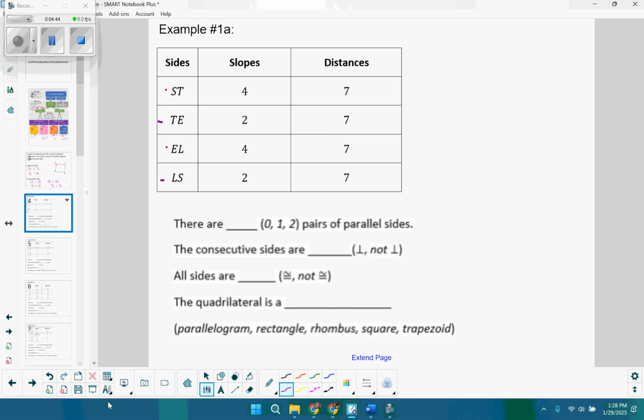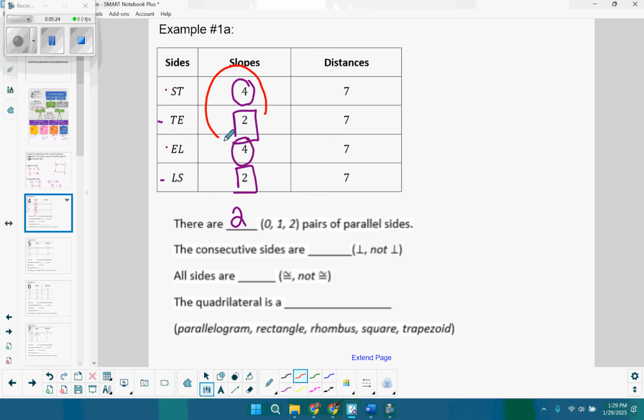So the first thing I'm going to check is how many pairs of parallel sides I have. And I'm looking at opposites. So the 4 is opposite the 4. Those are equal, so they're parallel. The 2 is opposite the 2. Those are equal, so it's parallel. So we do have two pairs of parallel sides. That means we're going to answer the next two questions. If we said 0 or 1 here, we would cross these out and go straight to putting our answer. So the next thing we're asking is about the consecutive sides, whether they are perpendicular or not perpendicular.